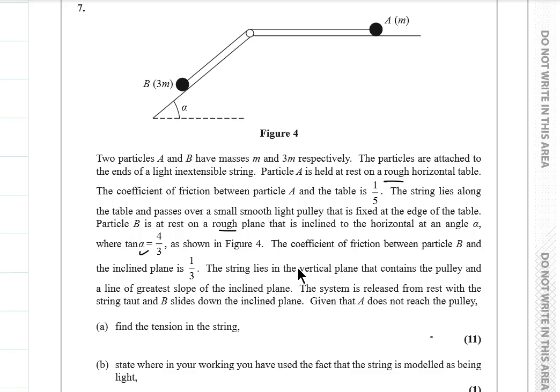The string lies in the vertical plane that contains the pulley and the line of greatest slope of the inclined plane. The system is released from rest with the string taut, and B slides down the inclined plane. B will slide down, and of course A will move to the left, given that A doesn't reach the pulley. Part A, find the tension in the string.